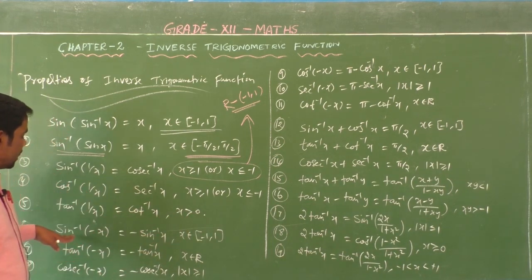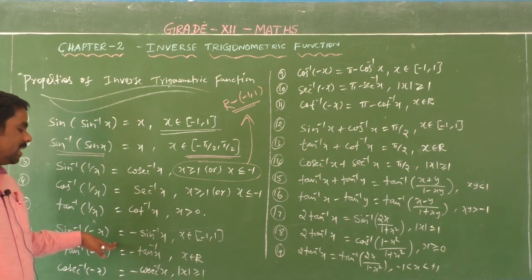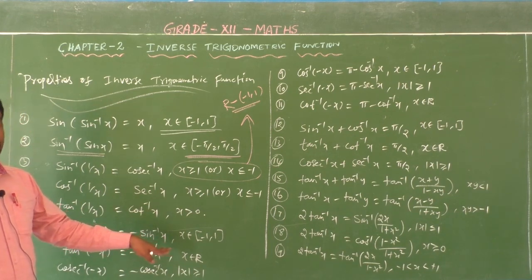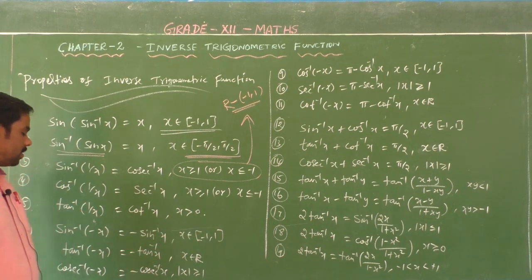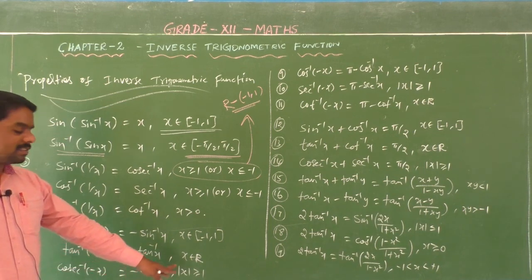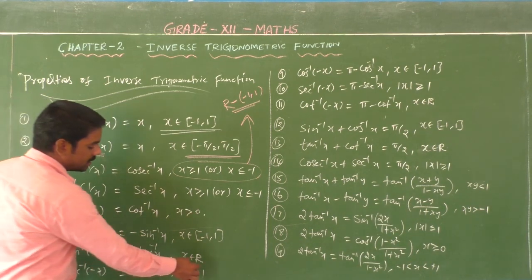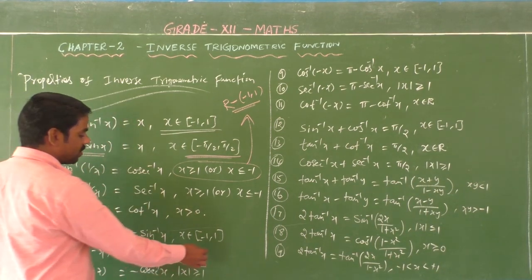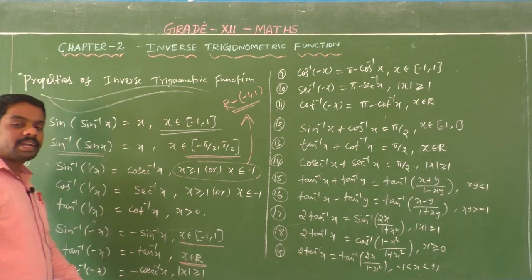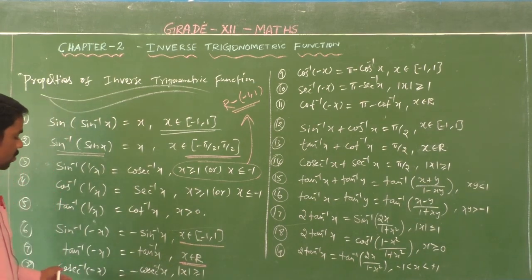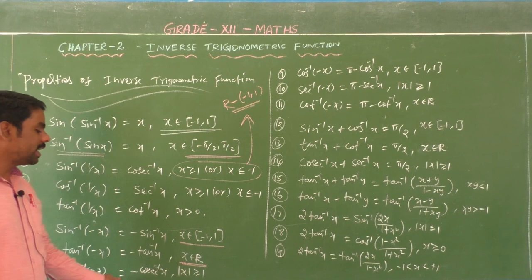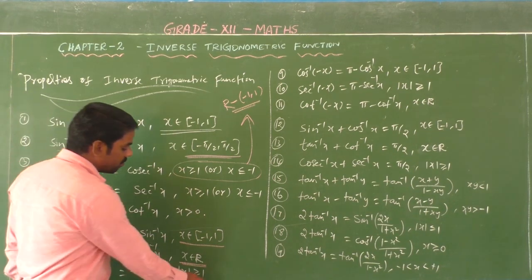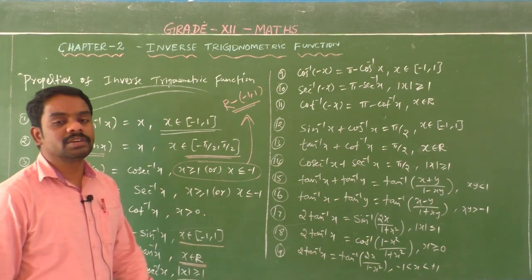Okay, right. Here, sine inverse of minus x is equal to minus sine inverse x, where x belongs to minus 1 comma plus 1. And tan inverse of minus x is equal to minus tan inverse x, where x belongs to the real numbers, since the tan x function range is x belongs to R. And cosecant inverse of minus x is equal to minus cosecant inverse x for every modulus of x greater than or equal to 1.